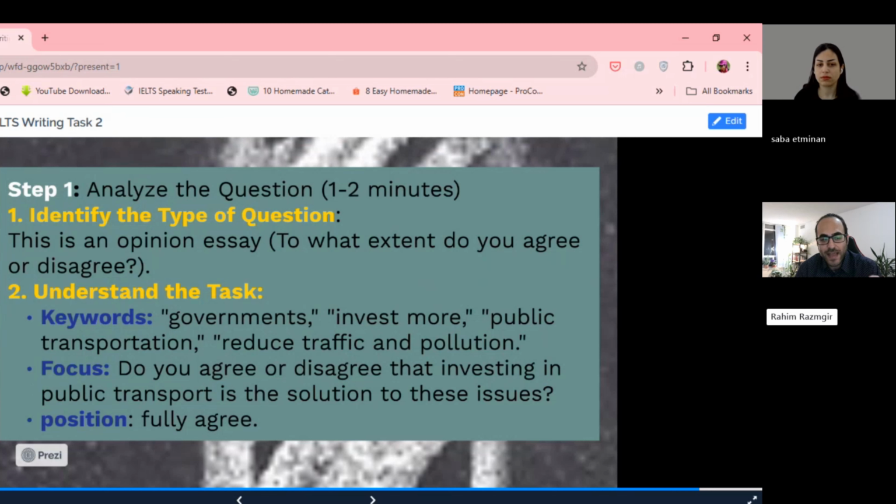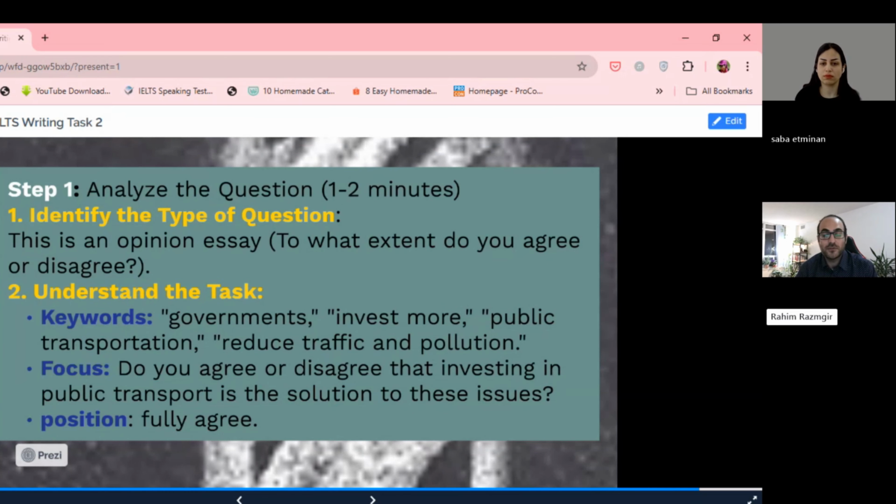Remember that it's not asking you whether or not you agree or disagree that investing in public transport is a good idea. If you get half of this question and you try to answer half of it, like, is investing a good idea in public transport? Is investing fixing any issues? That's not going to be the right task response. So you need to understand all the details of the question. Remember that the focus is public transport investing in order to solve a particular issue. In this case, it's going to be traffic and pollution.